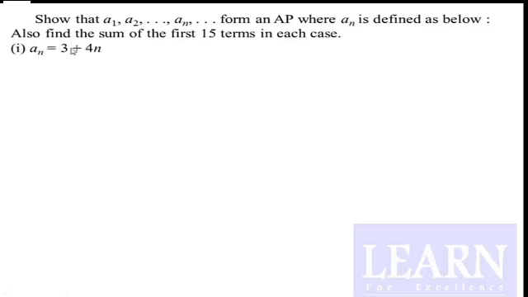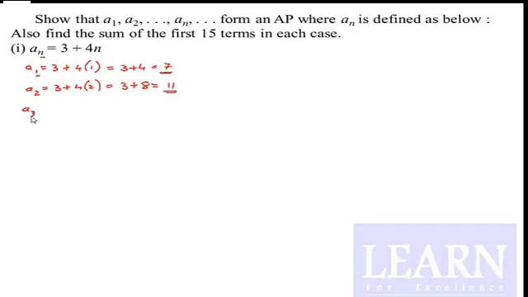Look here at what they have told. An is equal to 3 plus 4n. So what is A1? A1 is equal to 3 plus 4 into 1, putting 1 instead of n. 4 into 1 is 4. So we get 3 plus 4 as 7. Now we'll look at the next one. A2 is 3 plus 4 into 2. 4 into 2 is 8. 3 plus 8 is 11.